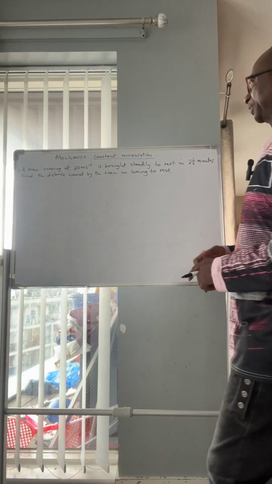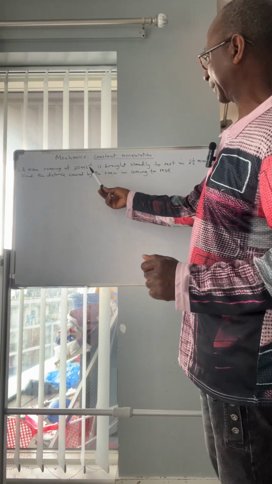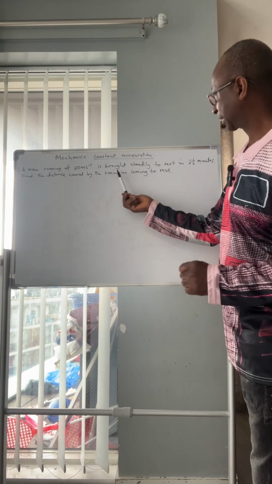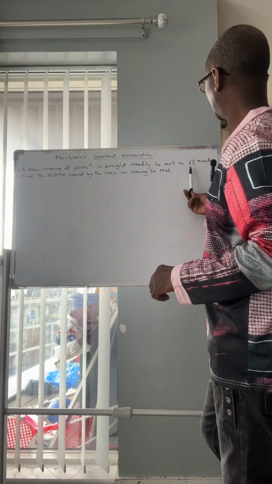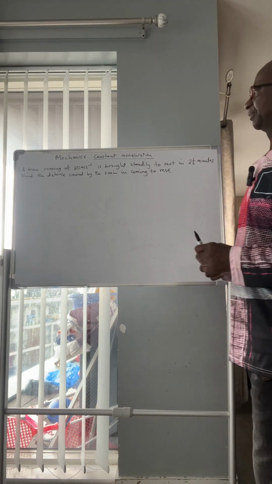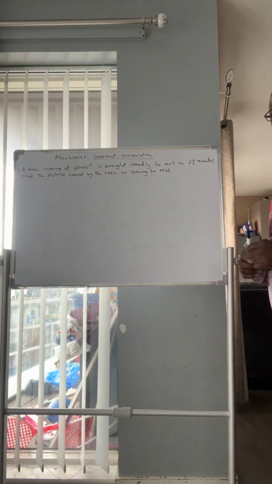Hi everyone. Let's look at this question here. A train running at 20 meters per second is brought steadily to rest in 2.5 minutes. Find the distance covered by the train in coming to rest.